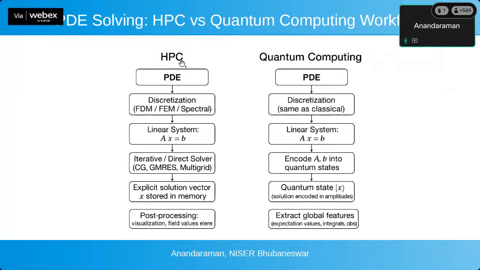In HPC, partial differential equation discretization is converted to a linear system and solved by iterative or direct solvers. Quantum computing will follow almost the same pattern: discretization, linear system, encode A and b into a quantum state. Here it was a direct solver, here we are changing into a quantum state, then amplitude. For example, psi equals alpha ket 0 plus beta ket 1, where alpha and beta are the probability amplitudes. I think everybody has told you.